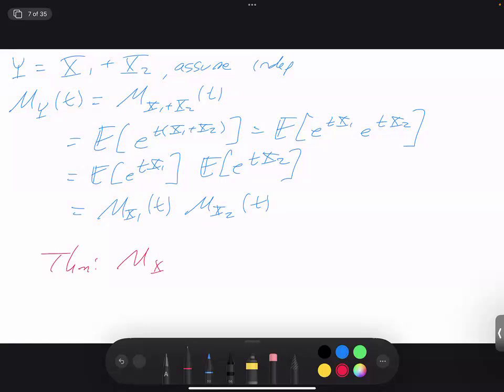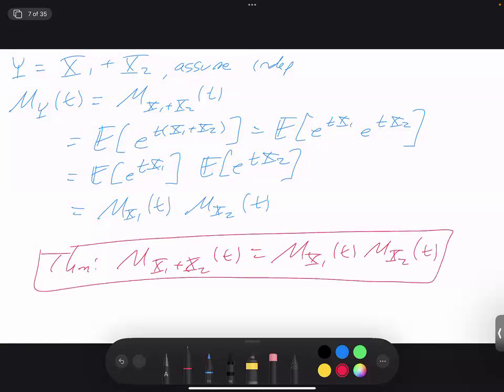The moment generating function of a sum is the product of the moment generating functions. That's a nice result. And there really is a corresponding result for those of you who are doing Fourier transforms and the L functions paper. The Fourier transform of a convolution is the product of the Fourier transforms. That's really what's going on here.